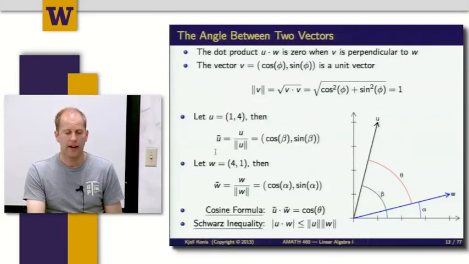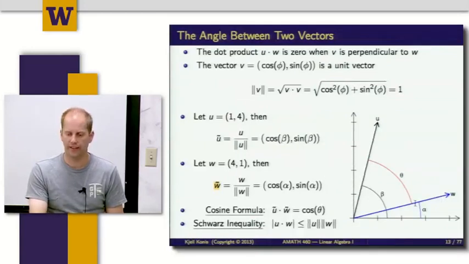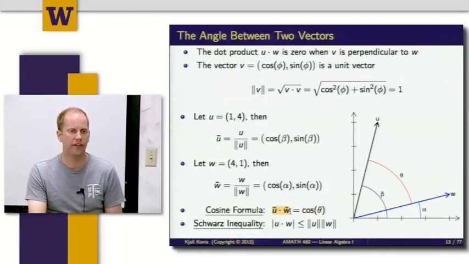And then I can do the same thing with w. So here I'm just going to turn w into a unit vector. And then the components of that unit vector are just going to be (cosine alpha, sine alpha). So this blue angle here is alpha. And then if I look at the angle between those two vectors, the angle between w and u, which I've defined to be this red angle theta, the cosine of that angle is equal to the dot product of these two unit vectors, u tilde and w tilde.